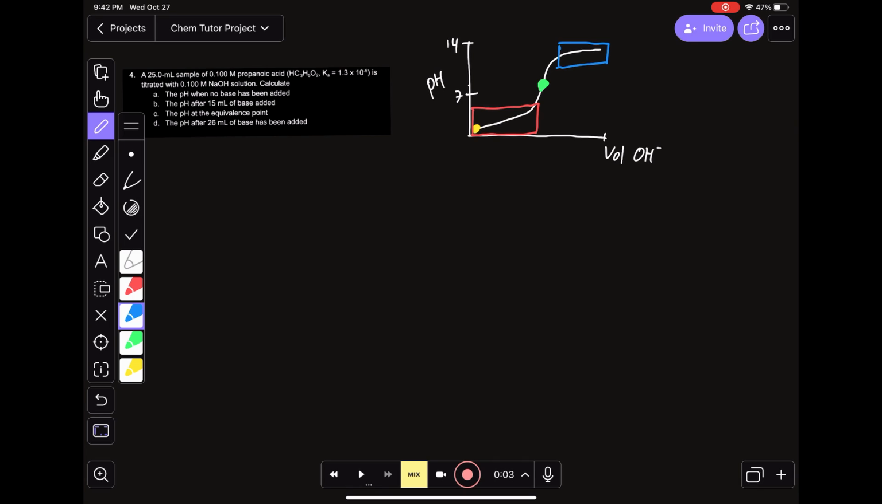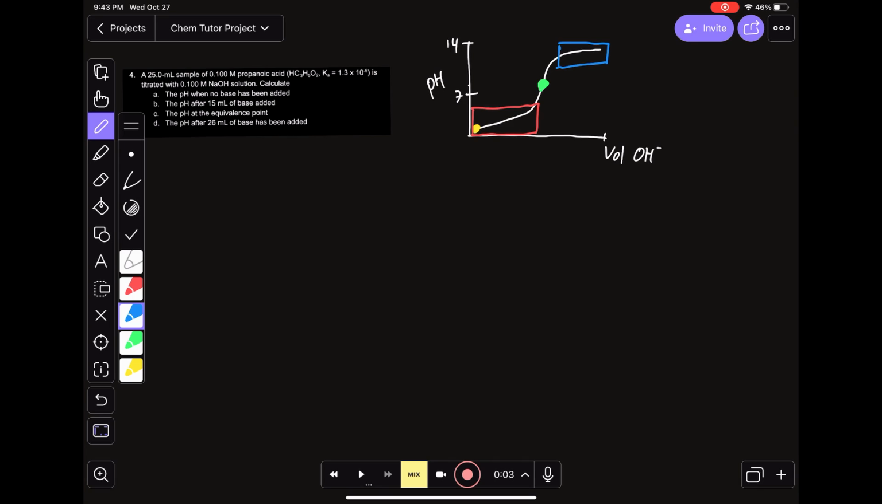Well, let's take a look at this problem. A 25 milliliter sample of 0.1 molarity propanoic acid, which is given here as HC3H5O2 with a Ka of 1.3 times 10 to the negative fifth, is titrated with a base 0.1 molarity sodium hydroxide solution.